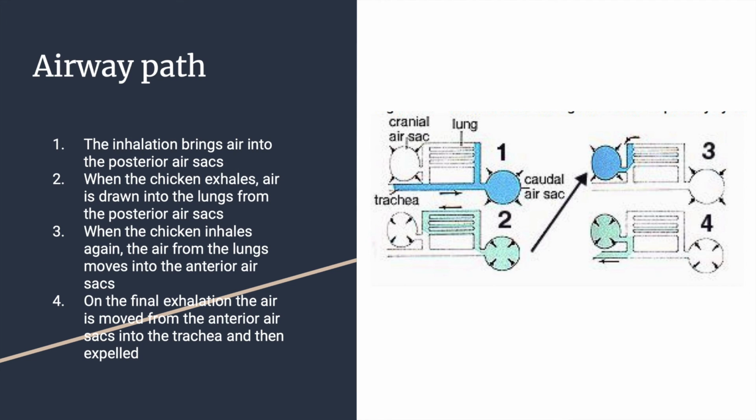So here we can see the airway path in detail. In step 1, the inhalation brings air into the posterior air sacs. In step 2, the chicken exhales and the air is drawn into the lungs from the posterior air sacs. On the third step, the chicken inhales again and the air moves from the lungs into the anterior air sacs. And then on the final exhalation, the air is moved from the anterior air sacs into the trachea and then finally expelled.